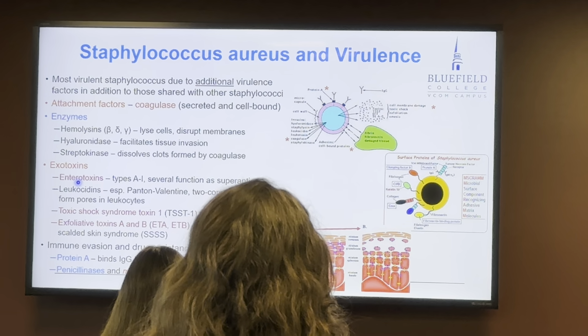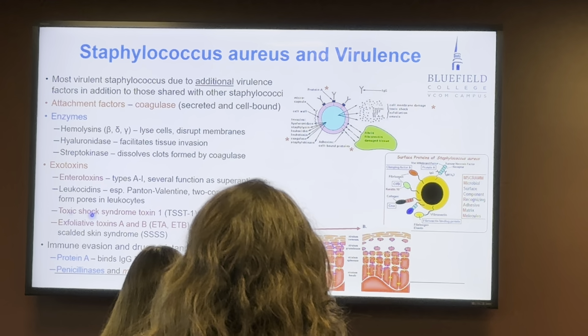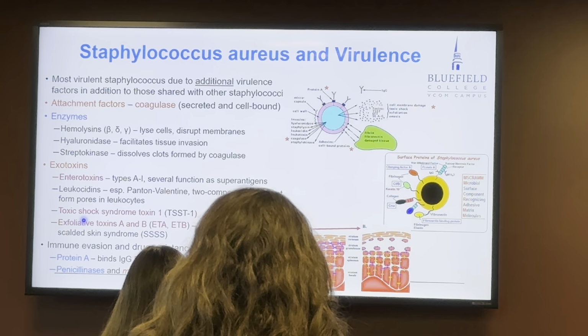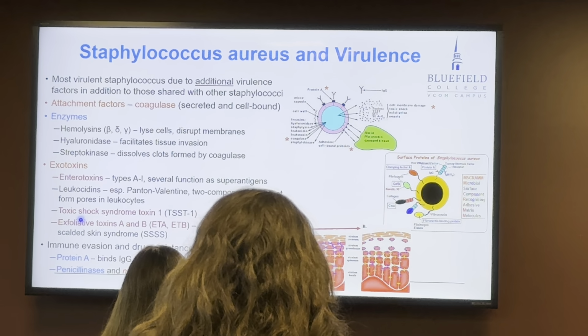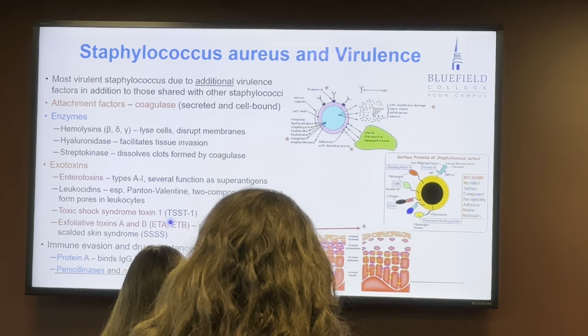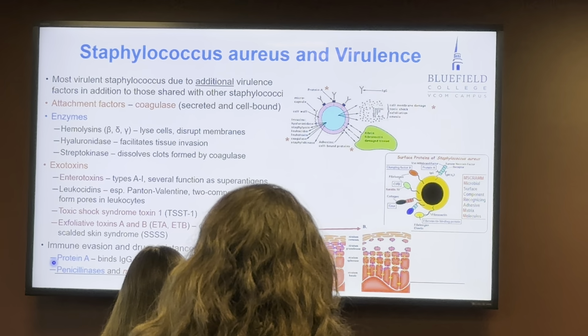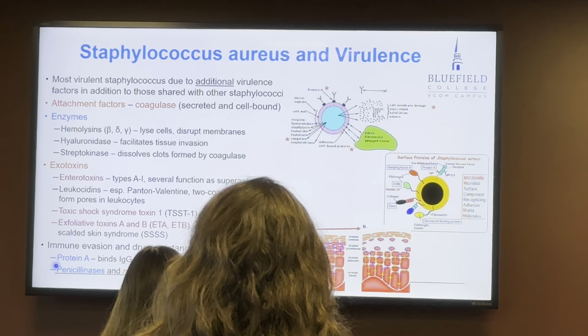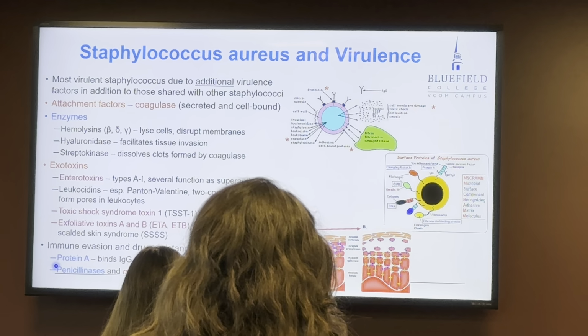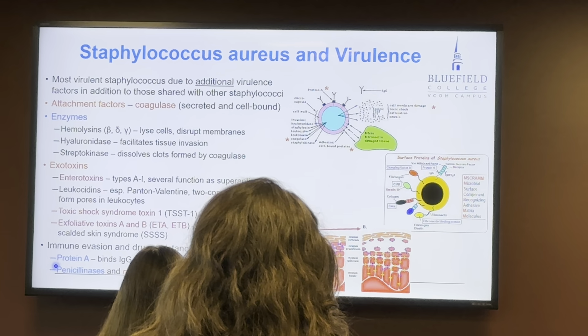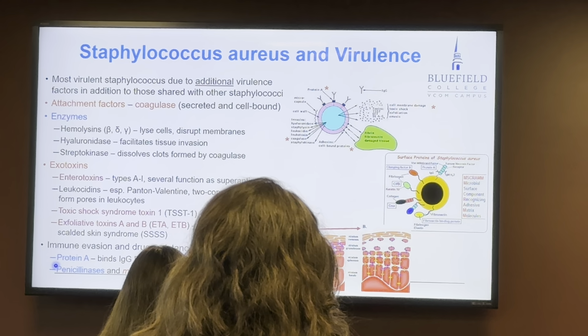All right. Some other toxins that we'll talk about with a couple of diseases. Toxic shock syndrome toxin number 1, so TSST-1. That is a superantigen. All right. Exfoliative toxins A and B, so that's scalded skin syndrome. We'll see that in just a minute. All right. Then they have different proteins for immune evasion. So when we were talking about virulence factors last week, we talked about the IgA protease, an enzyme secreted by some of the bacteria that cleaves that IgA molecule.